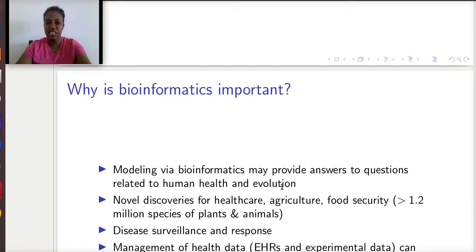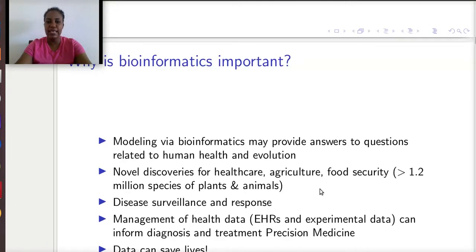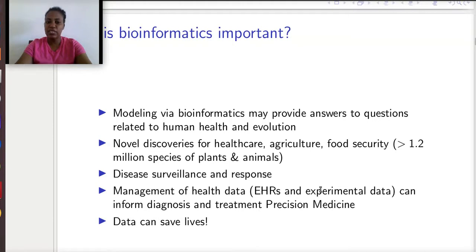Bioinformatics is the intermediate which allows us to really shorten the time and cost for doing the work in the laboratory, because if you are given data, you can definitely, through modeling, provide some answers which can then be validated in the lab. So it really shortens the time and resources that are required in the wet lab. Novel discoveries for healthcare, agriculture, and food security are all enabled through bioinformatics.